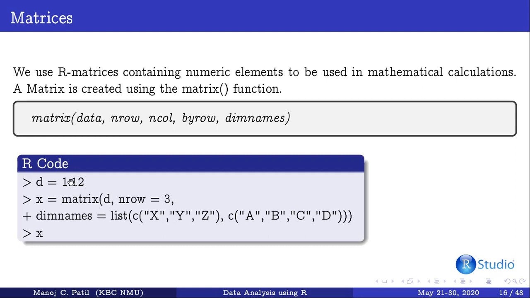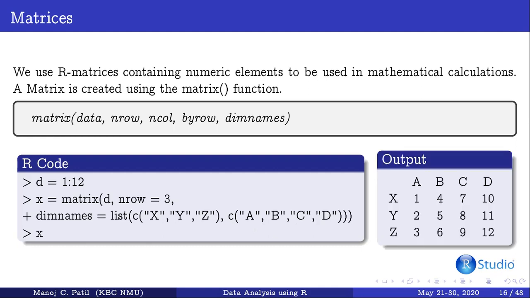Whether by row or by column, by default it will take one. For dimension names, I will go for the number of rows. The number of rows is 3, so I will put X, Y, Z as the labels for rows, and A, B, C, D as the labels for the columns. It will be the output likewise. From this you can observe that we have the numbers 1 to 12, and if we have not given byrow, it takes byrow equal to FALSE and enters the numbers 1 to 12 by column.